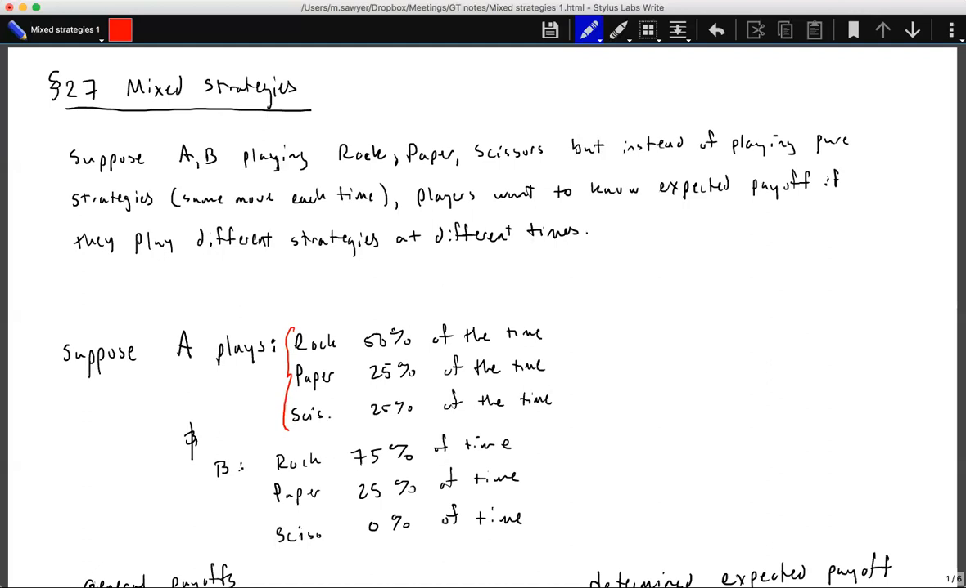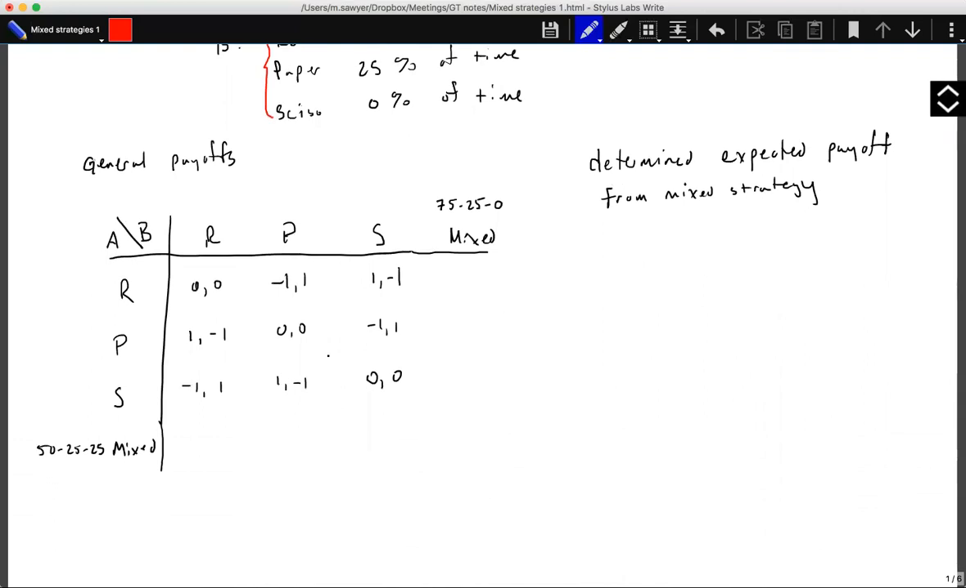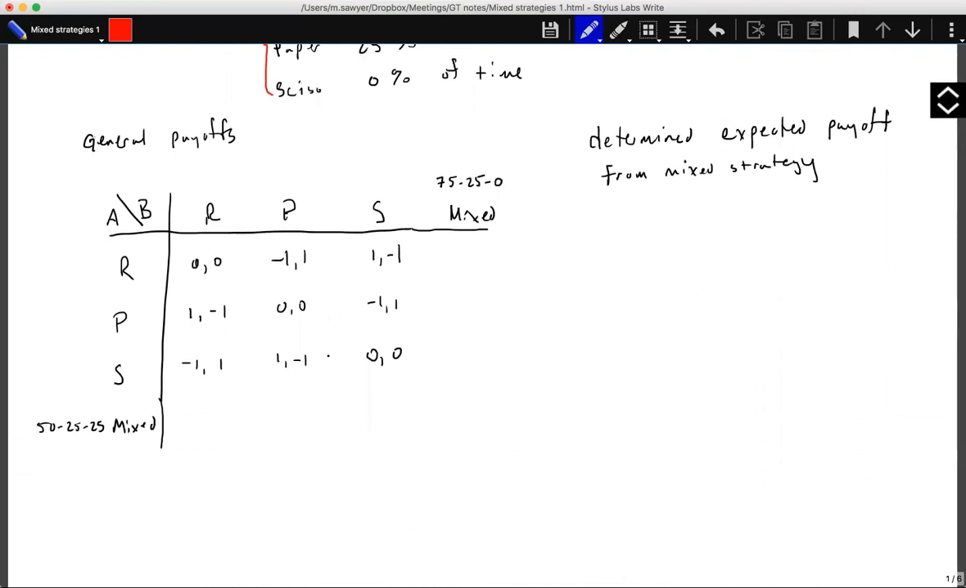And player B chooses to play rock 75% of the time and paper 25% of the time, and scissors never, in a game of rock, paper, scissors. So this is where they play the game multiple times, and on average they choose to play these different strategies some percentage of the time over the long-term value of the game. So when we're looking at this game, we have the general payoffs for rock, paper, scissors, where rock beats scissors, scissors beats paper, and paper beats rock.